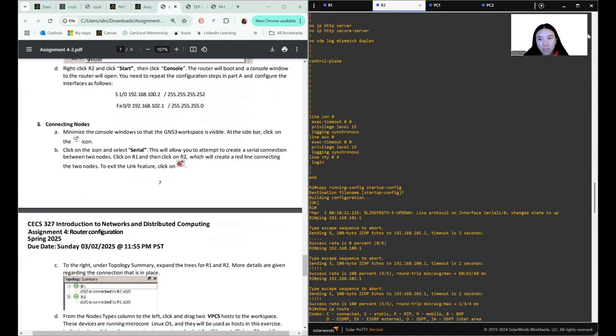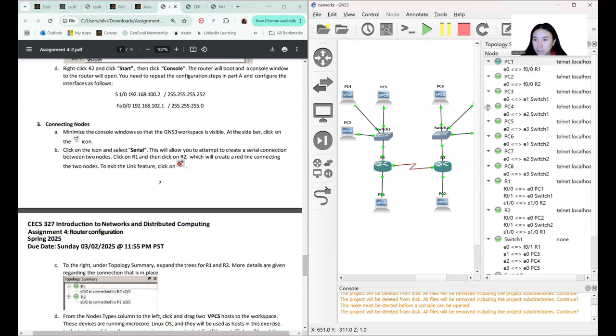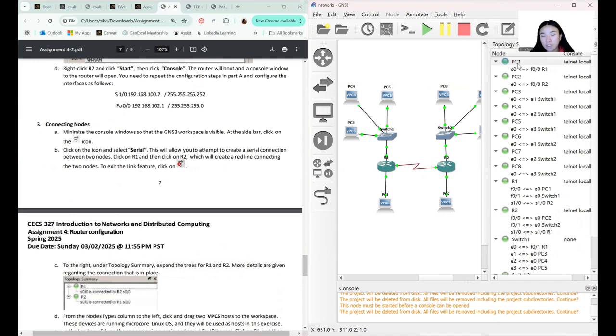Moving on, I connected the nodes from router 1 to router 2, then from router 1 to PC1, and then router 2 to PC2. As you can see in the topology summary on the right of the workspace in GNS3, PC1 is connected from the Ethernet 0 to router 1's fast Ethernet 0/0. And then same thing for PC2. It's connected on the Ethernet 0 to R2's fast Ethernet.